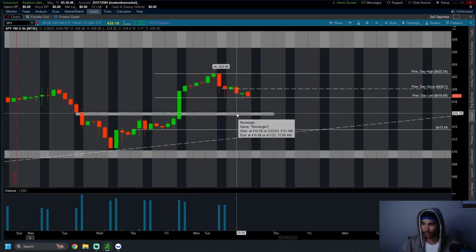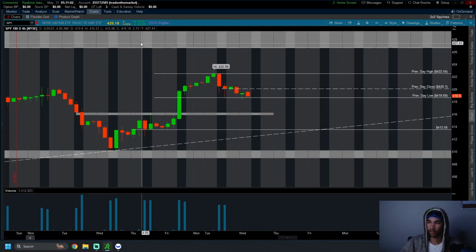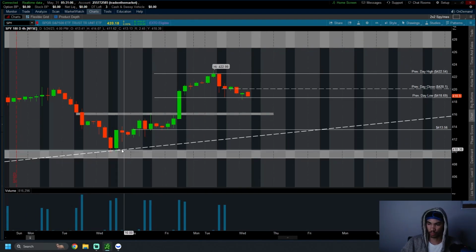Or, I mean, I guess you could call it support zone or supply zone, demand zone, whatever you want to call it. I just call these zones, to be honest. This one is clearly a supply zone, right? There was a lot of selling here after it. This one's a demand zone because once price is here, there's a lot of demand for SPY here.